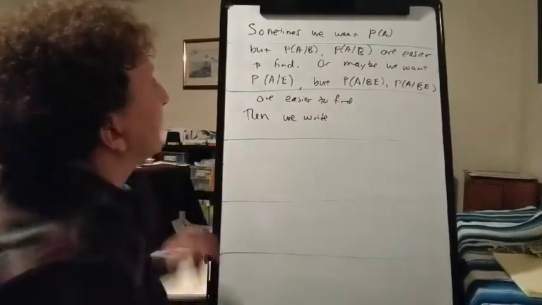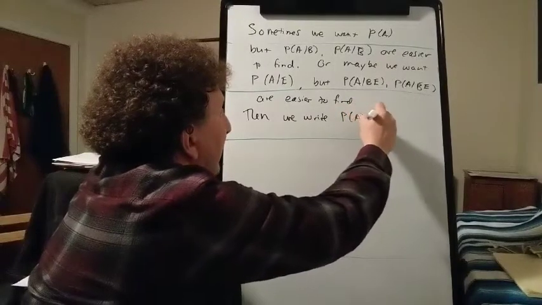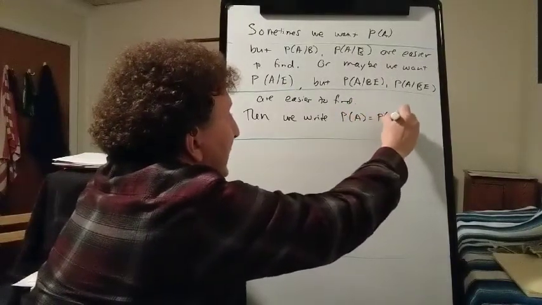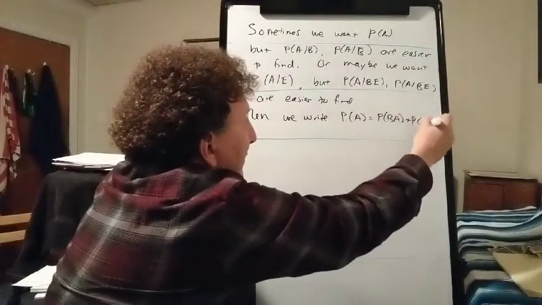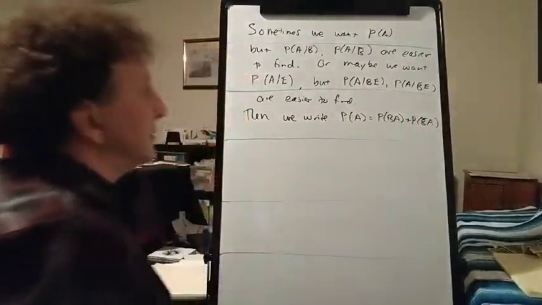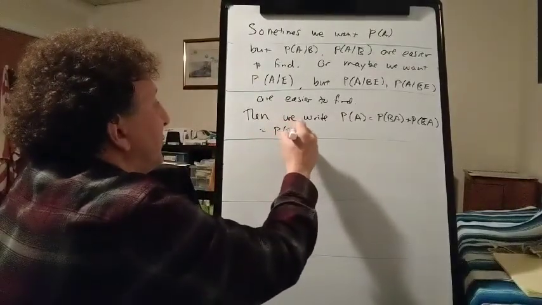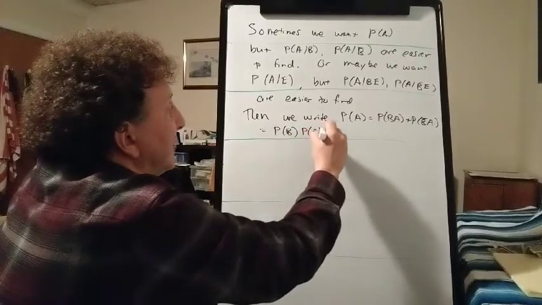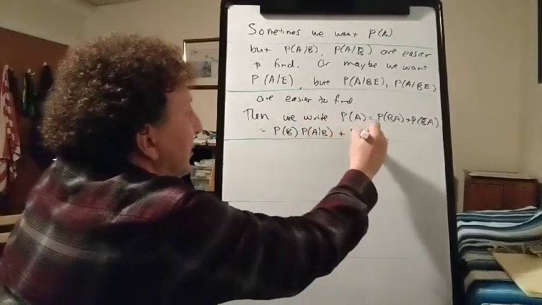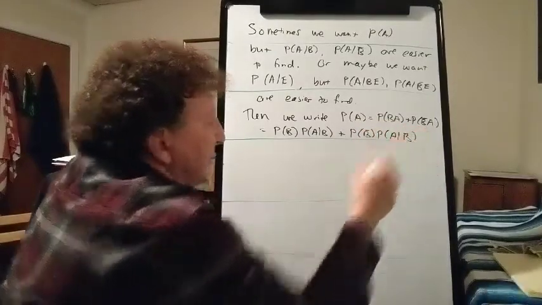So then we can write, in the first case, probability of A equals probability of B and A plus probability of not B and A. Which is probability of B times probability of A given B plus probability of not B times probability of A given not B.